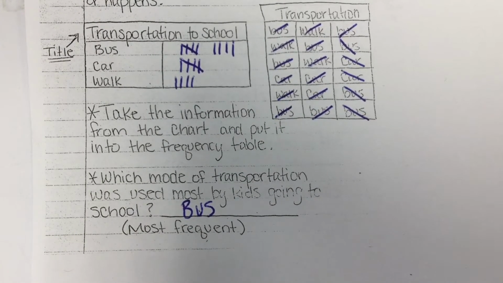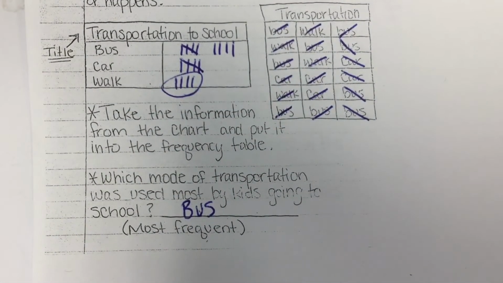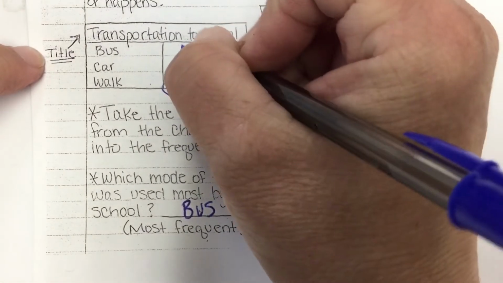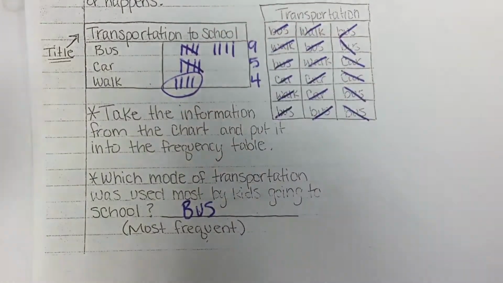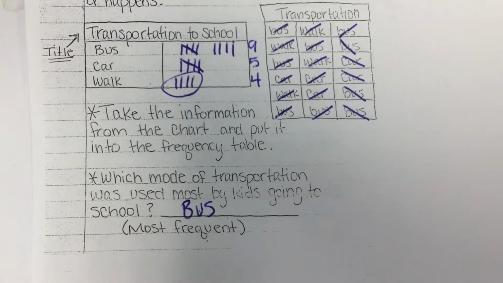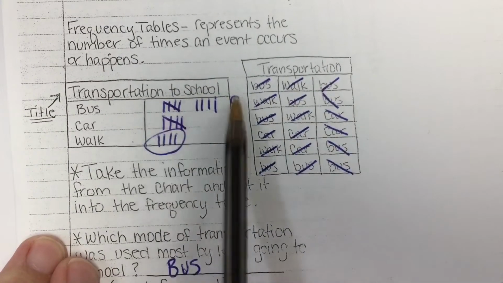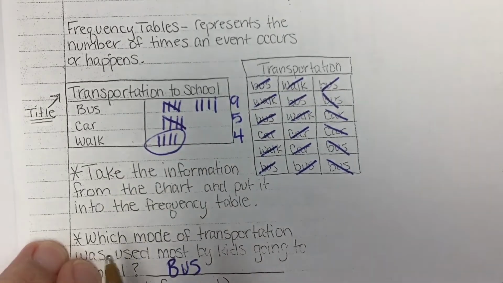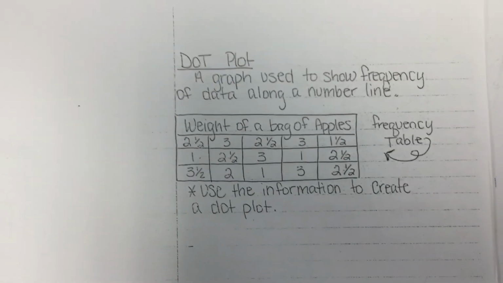Okay, so which one would be less frequent? Okay, you should have said walk because there's only 4 kids that walk to school. After you've done your tally marks, you can always count them. 5, 6, 7, 8, 9. That's 5, and that's 4. That will help you keep up with your information too. Okay, so that's a frequency table. It's just taking the information from the chart and putting tick marks next to where it belongs until you've got it all filled out. All right, now on to dot plot.